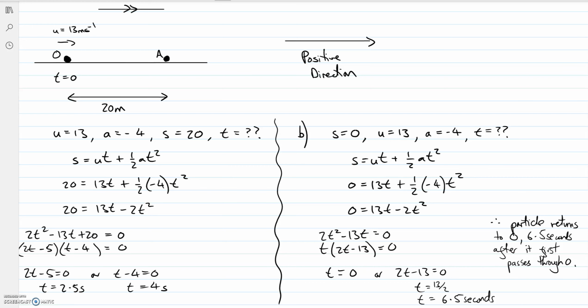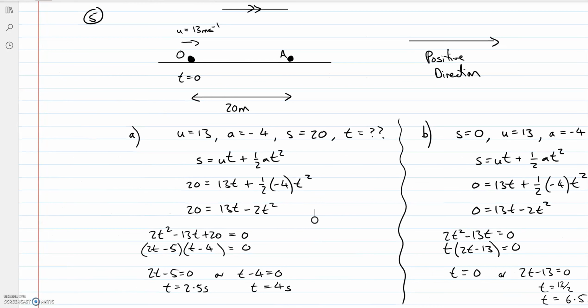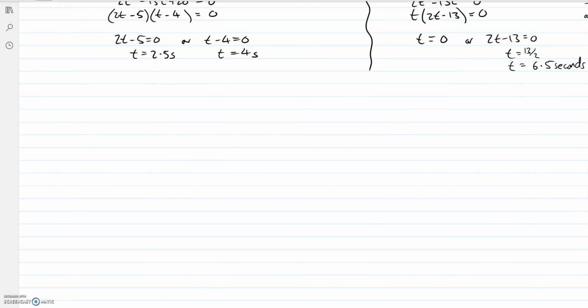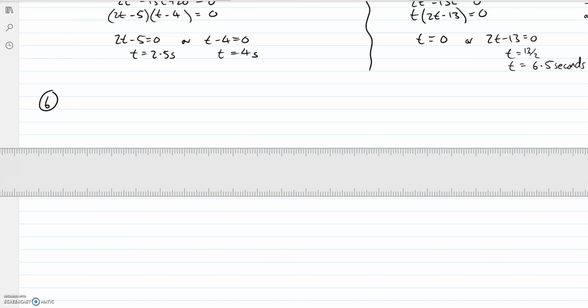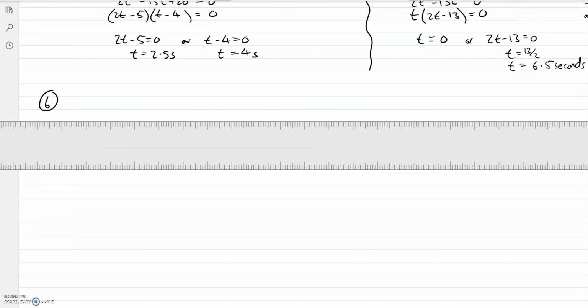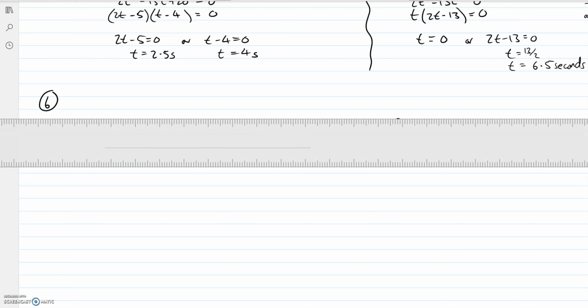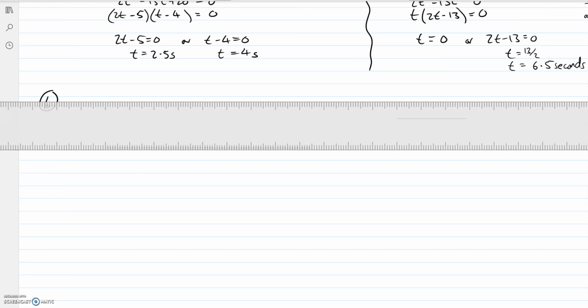And that's question 5. Question 6. I'll draw this out at the same time as reading it to save some time. So particle P is moving on the x-axis with constant deceleration. So again, horizontal line, positive direction, left to right, and it's got a constant deceleration.